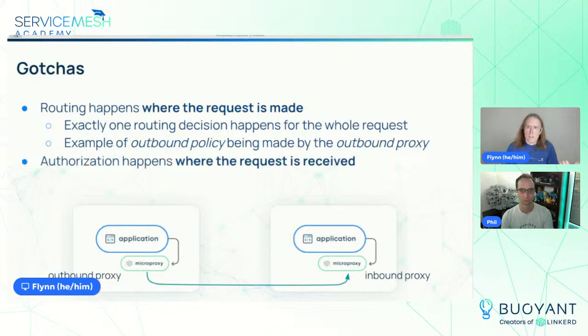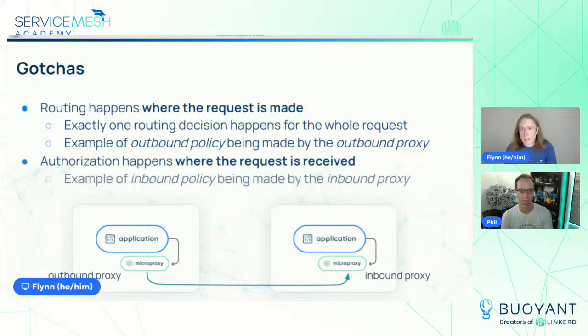Authorization happens where the request is received. Inbound policy, like auth, happens at the inbound proxy. And honestly, that's kind of it for the gotchas. If you remember those bits, you're going to be in pretty good shape. Phil, do you think of anything?